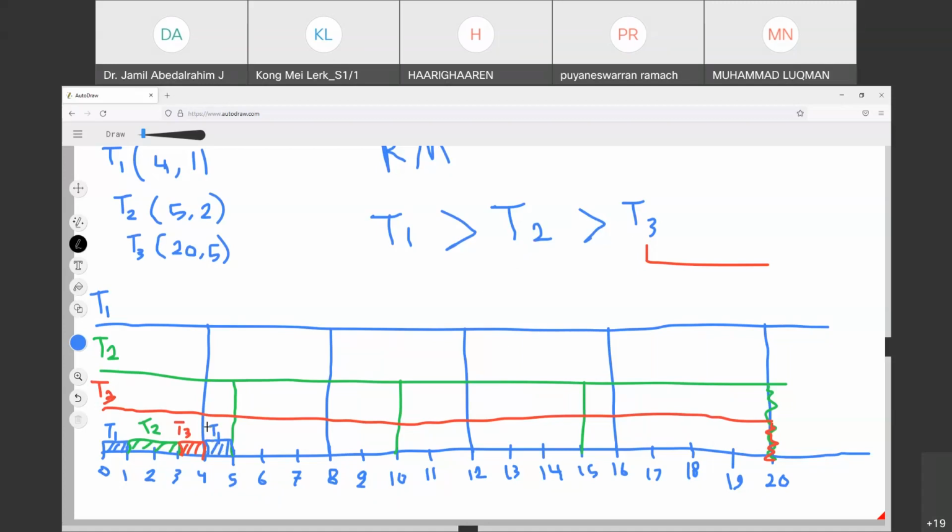So here we need to focus on the higher priority. Which has higher priority? Execute it first. It's simple. So at 5, we reach the new period of task 2, so we execute task 2. How many units do we need to execute task 2? 2 units, meaning from 5 until 7.